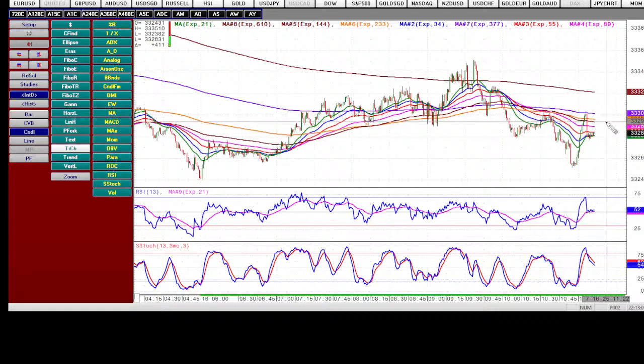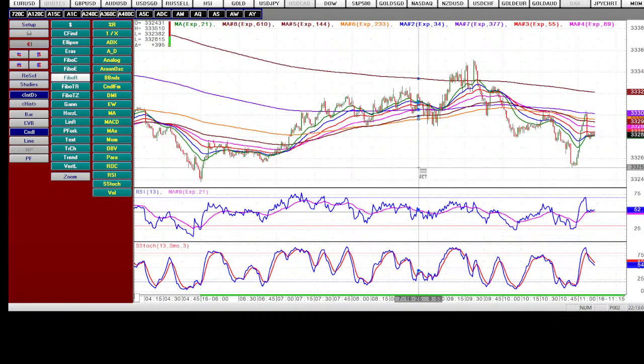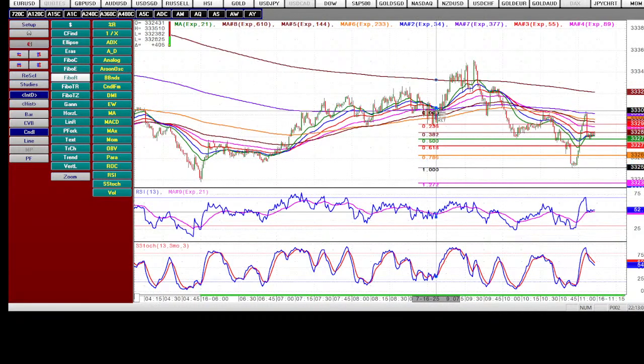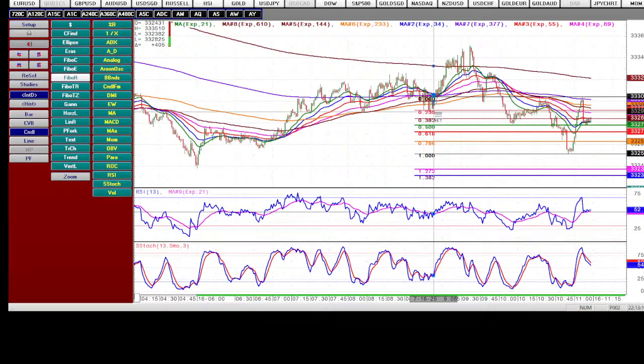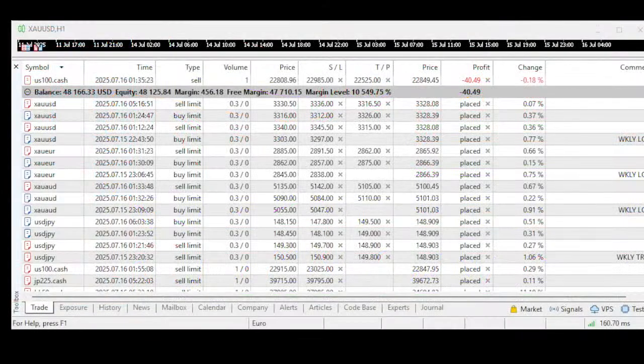So maybe we'll try to lower it to 29 half. 29 half and TP at 23. Okay, so I think we have all the information needed for all the end orders. Okay, so this is the first one.